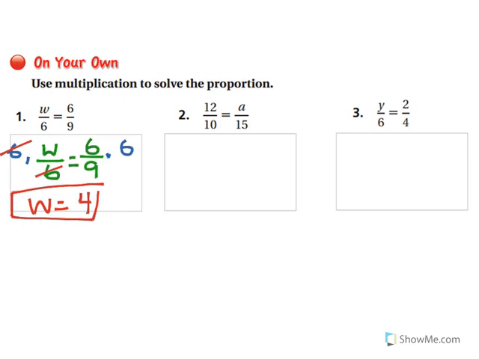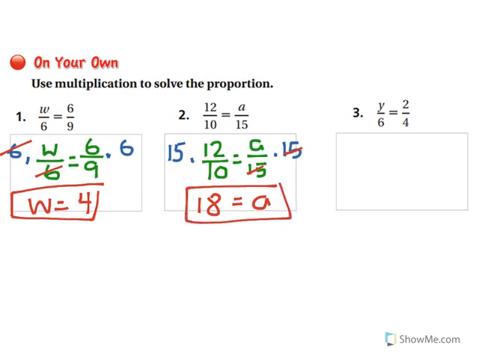Let's try number 2. Again, for number 2, we have 12 over 10 equals a over 15. And we're going to multiply both sides by 15 because we want to get that a by itself. So, the easy part, the 15s cancel out, getting us a. And then the other part, again, if you want, you can take 15, use your calculator, multiply it by 12, and you get 180. Okay? And 180 divided by 10 gets you 18.